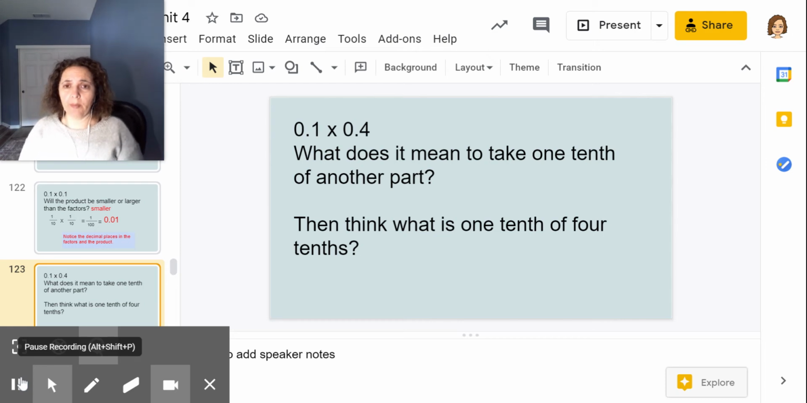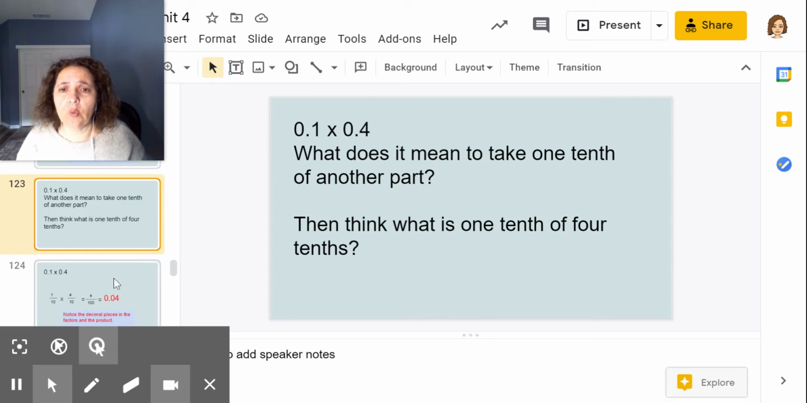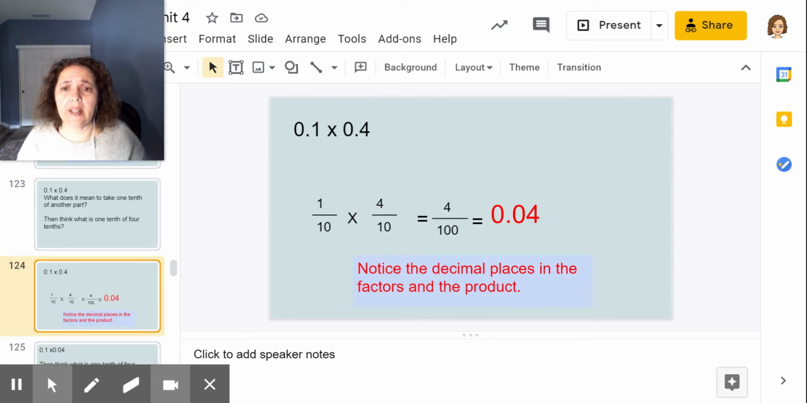Okay, let's look at our next problem. 1/10 times 4/10. What does it mean to take 1/10 of another part? So you're taking, remember, a tenth of something else. Think, what is 1/10 of 4/10? So this is another way we can look at it, right? I know how to multiply fractions. 1 times 4 is 4. 10 times 10 is 100. 4 out of 100, which is 4 hundredths, right?